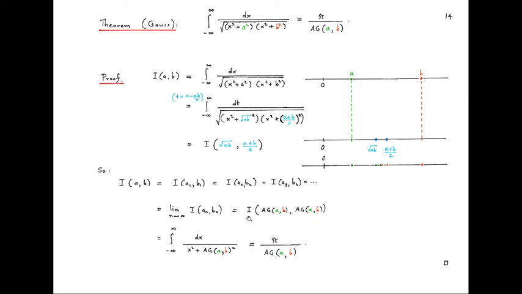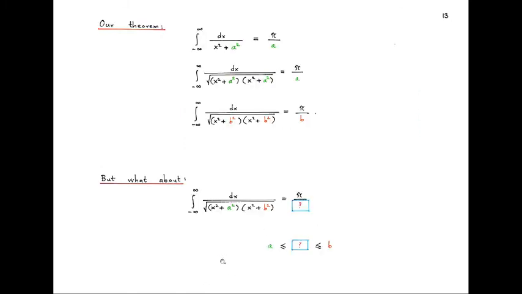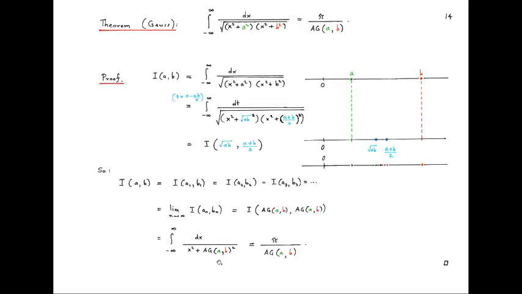So this is the same as the integral with the same number in both places, the arithmetic-geometric mean of the old numbers. But what happens when a and b become equal? Well, then we get our previous integral, namely x square plus whatever number we have, squared. And that integral, we know, whenever you have the integral of x square plus a square, you get pi by a. And so in our case, when you have x square plus the arithmetic-geometric mean squared, you get pi by the arithmetic-geometric mean.